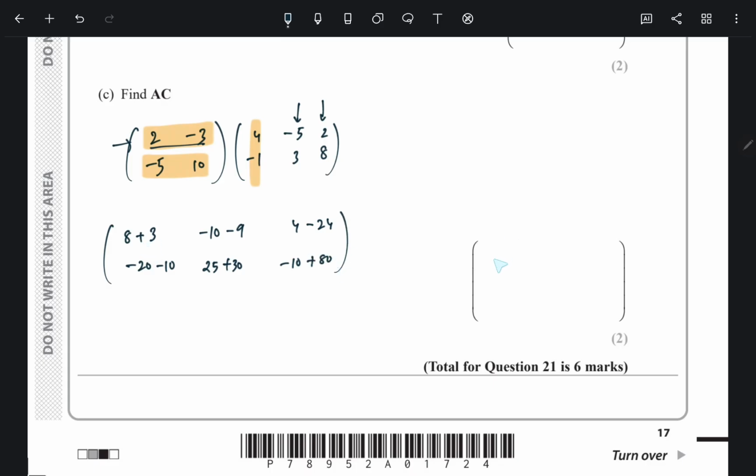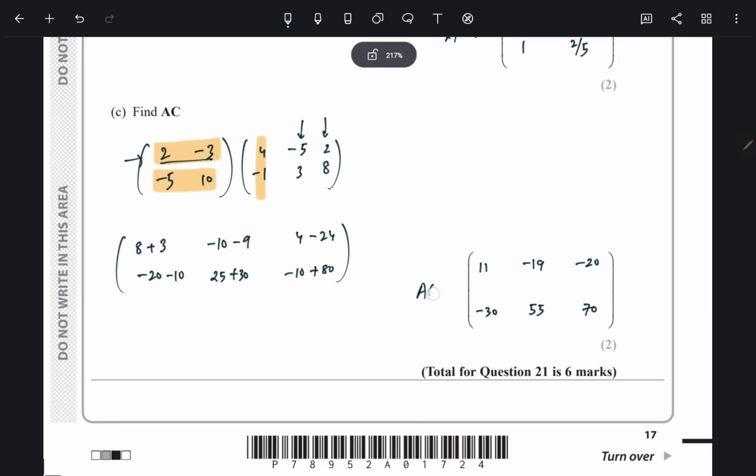And so 8 plus 3 is 11. Minus 10 minus 9, that's minus 19. That's going to be minus 20. Minus 30, that's 55. And that's going to be 70. And that is our matrix AC.